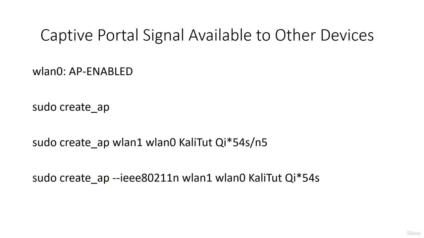So if your wireless adapter supports IEEE 802.11n, then you can optionally use this IEEE 802.11 option, which includes the IEEE 802.11n.